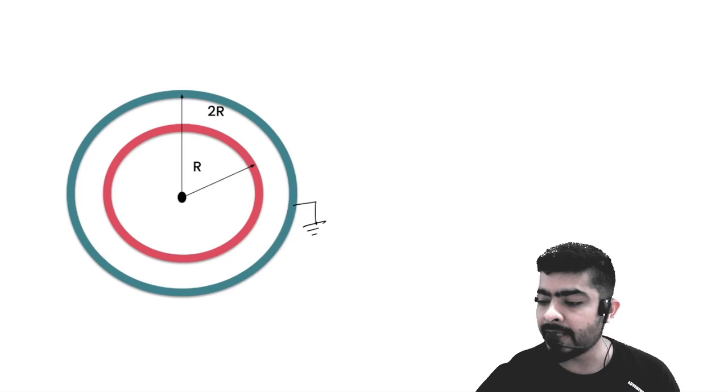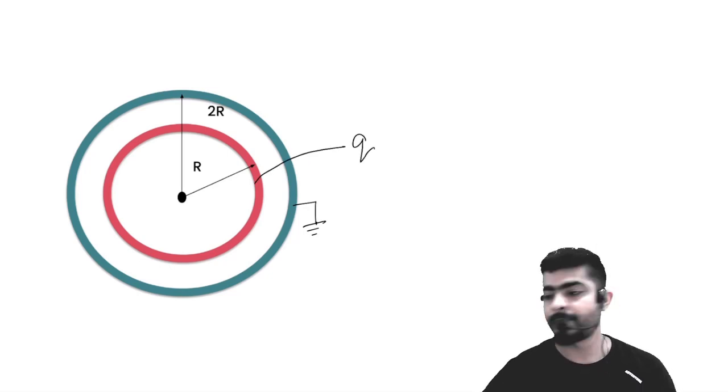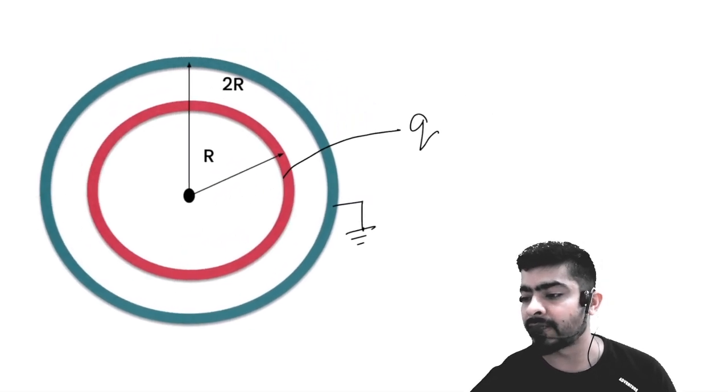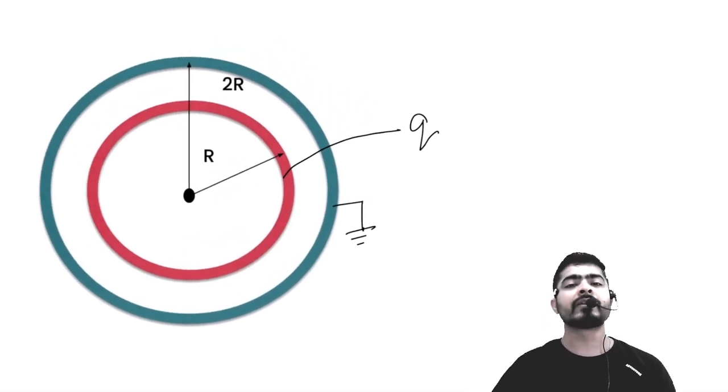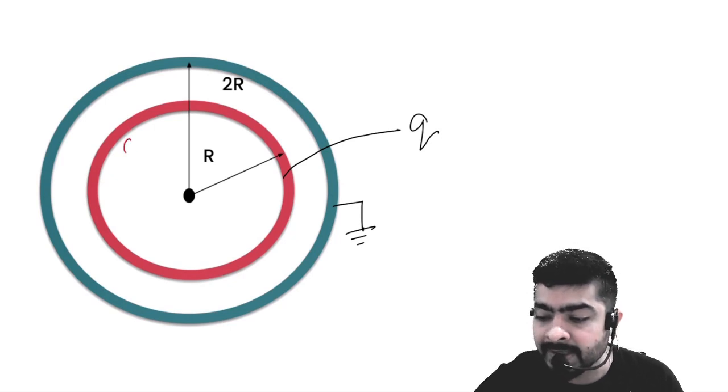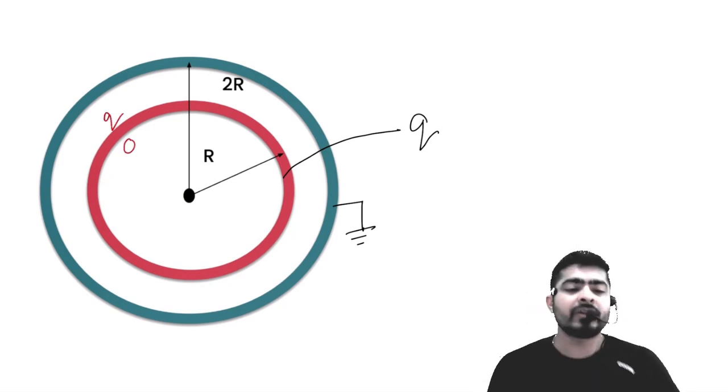So let's see. The outer shell has been earthed. Inner shell has charge Q. Okay. Now what will happen to the outer shell? Let's try to understand. For the outer shell, we don't know the new charge distribution, but we do know that the inner shell will have charge 0 and Q. Correct?